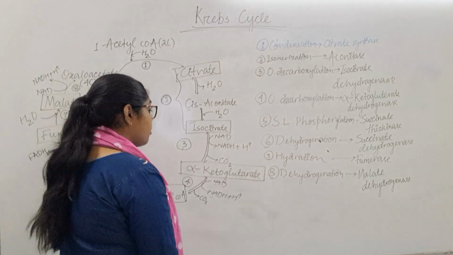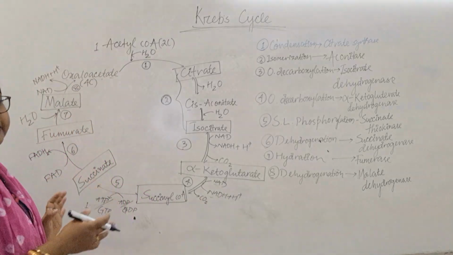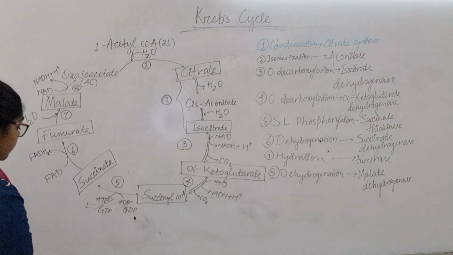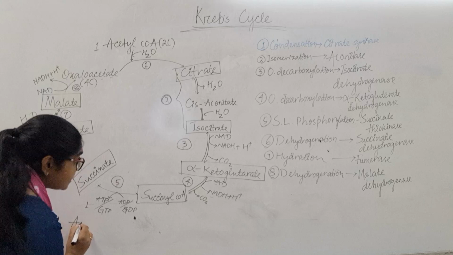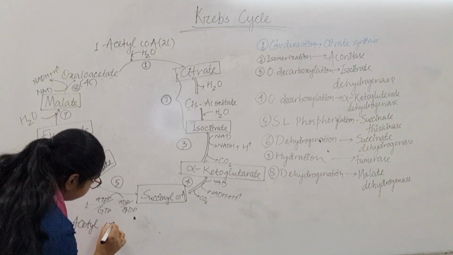So if we look at the overall basic equation of the Krebs cycle, we can see one acetyl coenzyme A.